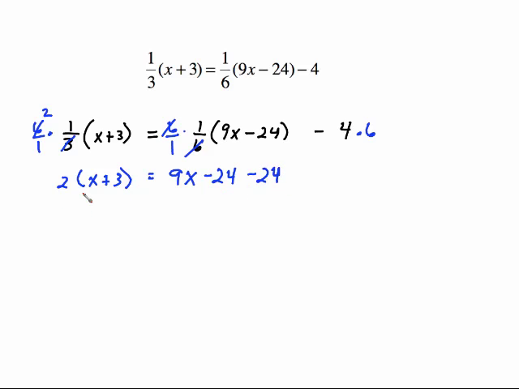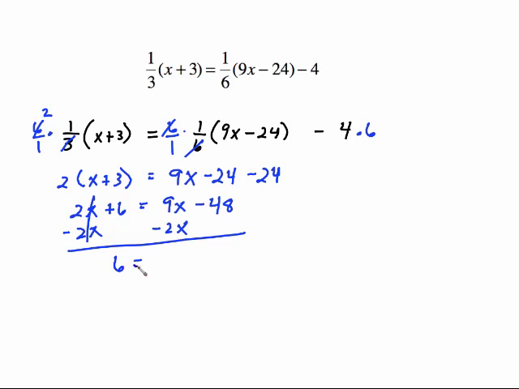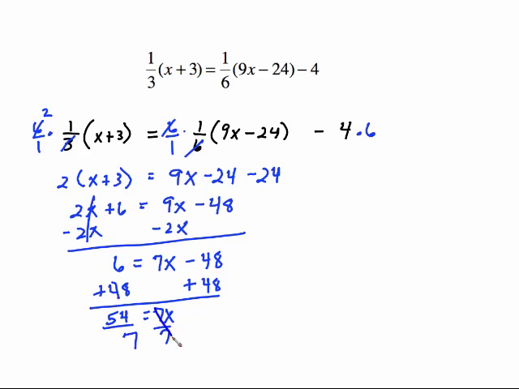So I've got some cleaning up to do here. Distribute on the left side, 2x plus 6. On the right side, negative 24 and another negative 24 is negative 48. So then let's put all this together. Subtract 2x from both sides. Those cancel out. We just have the 6 over here. This is now 7x minus 48. Add 48 to both sides. So 7x equals 54. 7x equals 54. Divide both sides by 7, and there's your answer.